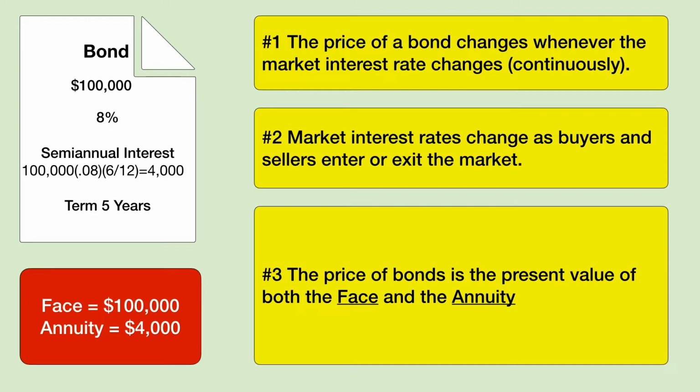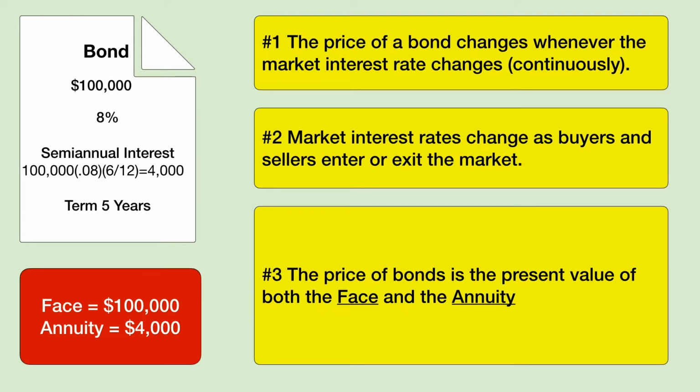Let's consider a few things. Number one, the price of the bond changes whenever the market interest rate changes. Number two, the market interest rate changes as buyers and sellers enter or exit the market. It might be helpful to think of the bond market as an auction. If the auction is crowded, the people at the auction are going to bid up the price, and they would pay more than the face amount in a crowded auction.